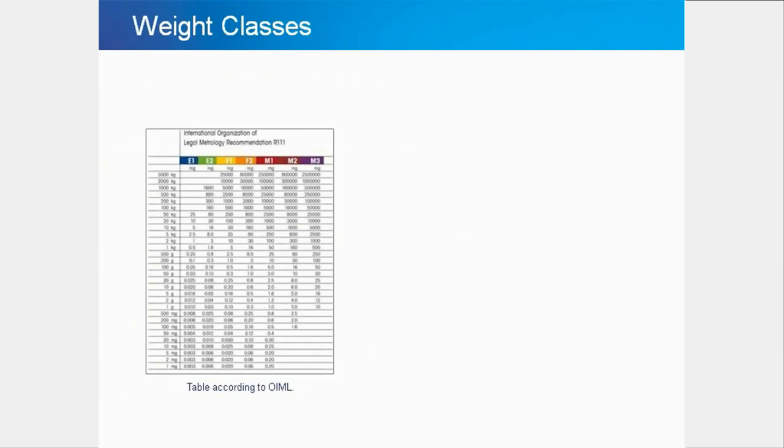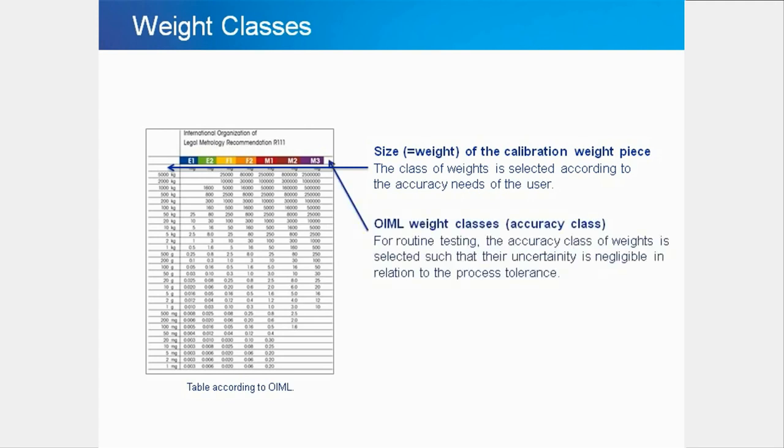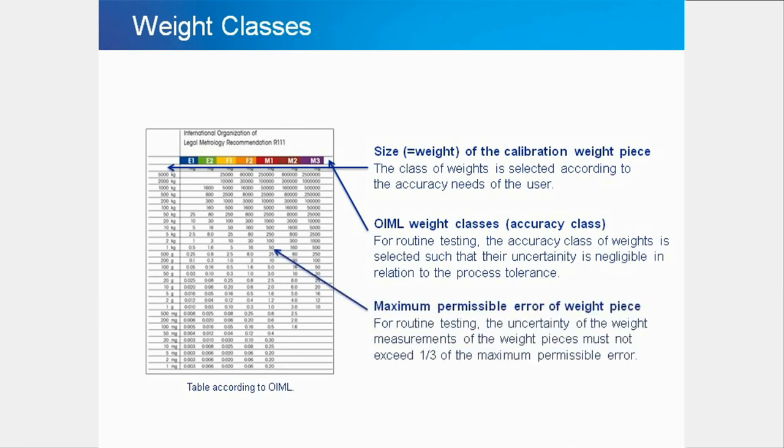There are several classes of weights available. The table lists the maximum permissible errors of the respective weight pieces. According to OIML, the class of weights is selected according to the accuracy needs of the user. According to OIML, for routine testing, the accuracy class of weights is selected such that their uncertainty is negligible in relation to the process tolerance. According to OIML, for routine testing, the uncertainty of the weight measurements of the weight pieces must not exceed 1/3 of the maximum permissible error.